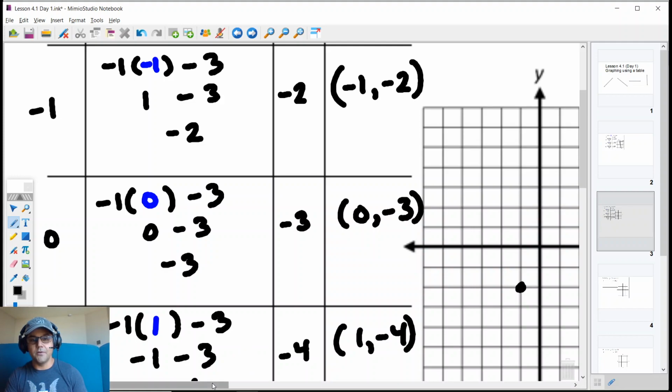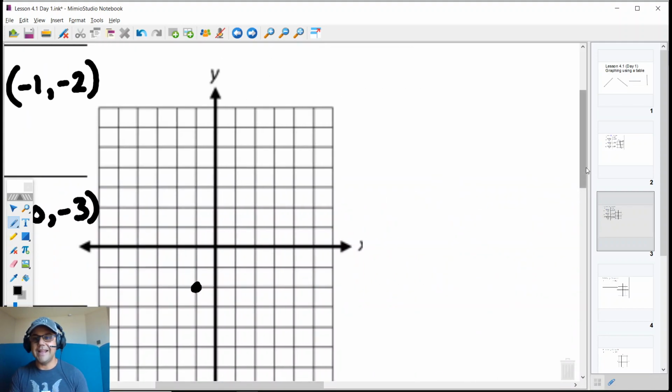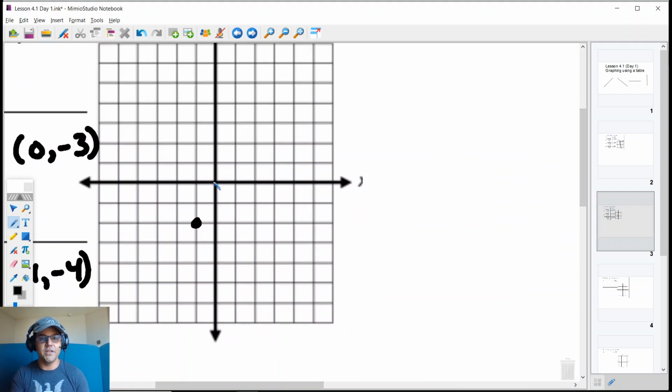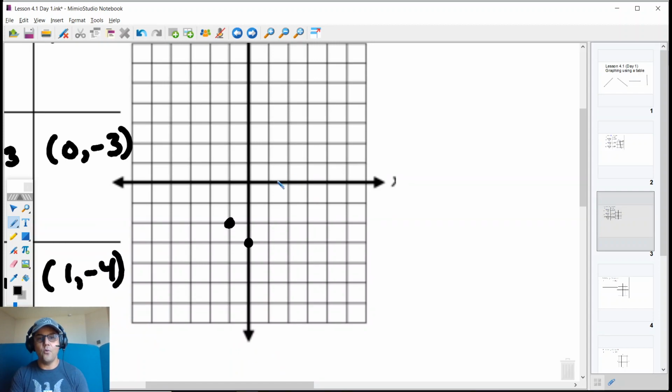So 0 means no left or right. And then -3 means from the origin down 1, 2, 3. And then finally, my third point is 1, -4. So from the origin, I go right 1, down 1, 2, 3, 4. With your 3 points, remember, you're going to make your selection to make your line.